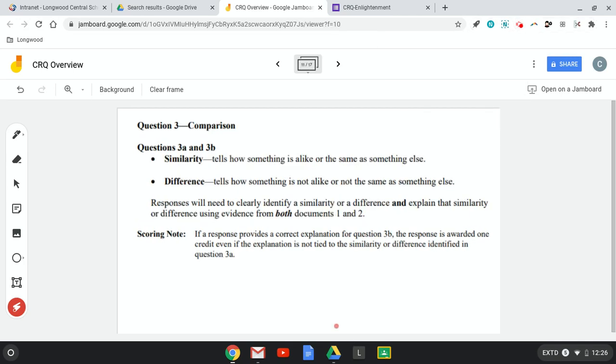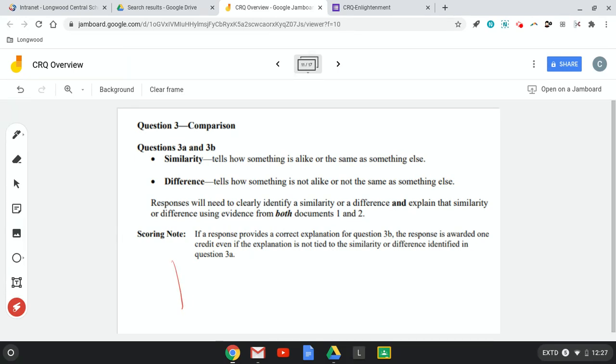And the last type of question that you're going to get for question 3 is a comparison. Okay, and what that really means is similarity and differences. Okay, again, you have to use both documents to explain a similarity or a difference. But one thing I want to point out that's very important is that you clearly identify a similarity or a difference and explain that similarity or difference using evidence. So you have to use evidence, but you have to explain a similarity.